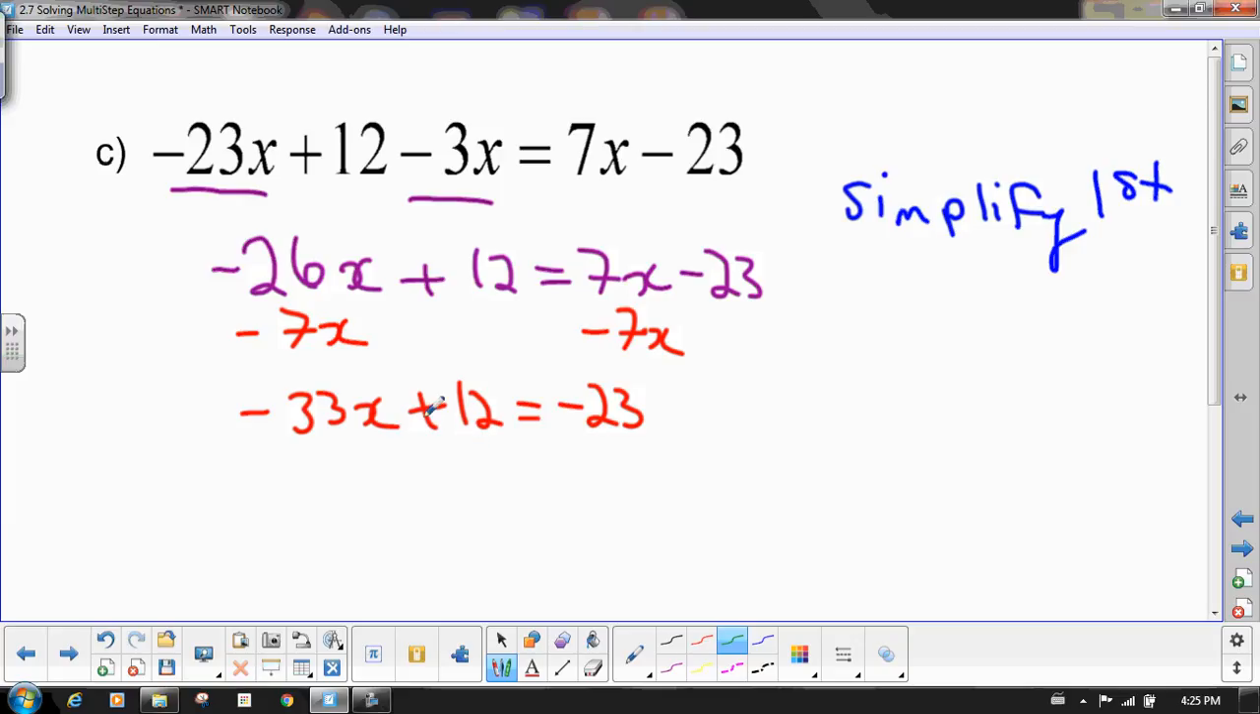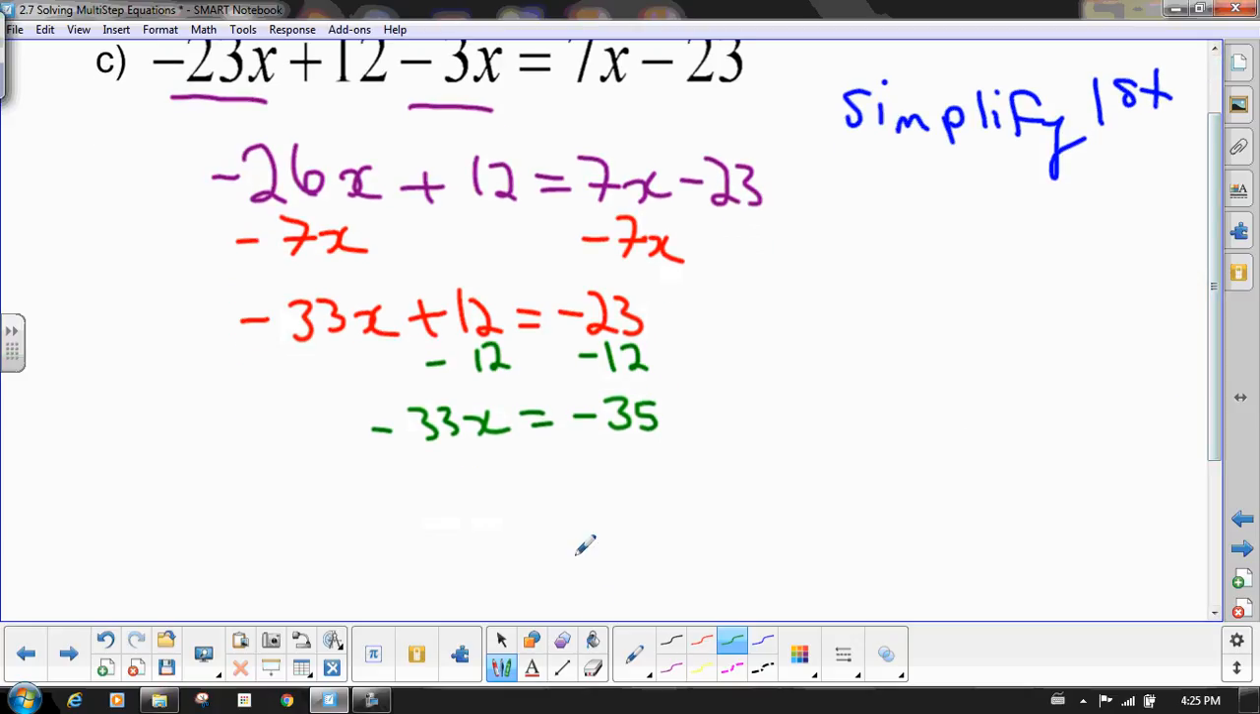So that addition of 12 here is preventing me from having the x all by itself. So I'm going to subtract 12 from both sides. So I get negative 33x equals negative 35. So negative 23 take away 12 is going to be negative 35.